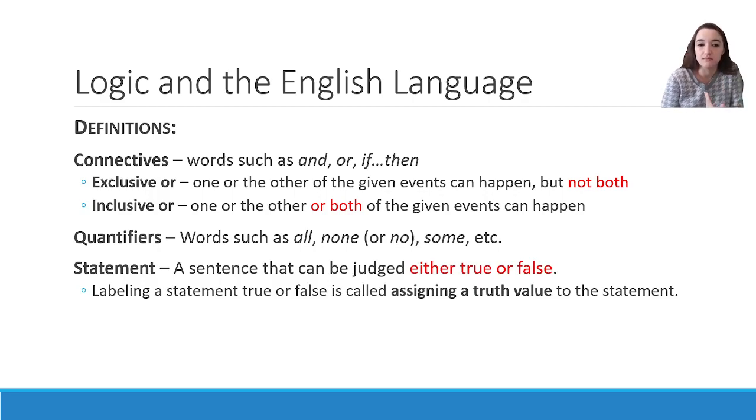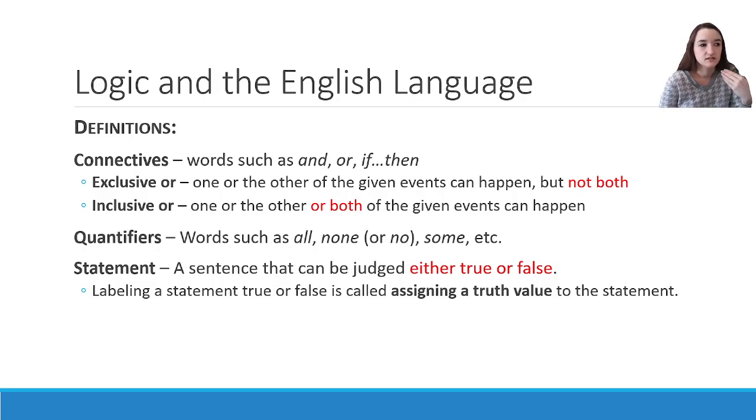Then what is a statement? Again, probably something you have used this word before. You know the word statement, probably. But we have a very specific definition of it when we're talking about logic. A statement is a sentence that can be judged either true or false. Okay? So labeling a statement true or false is called assigning a truth value to the statement.